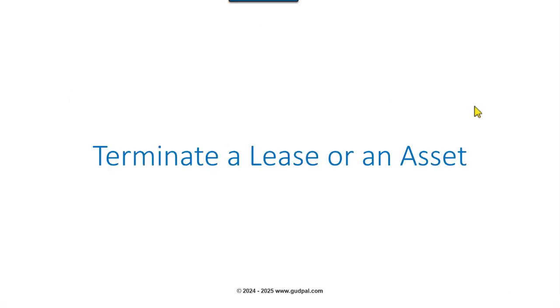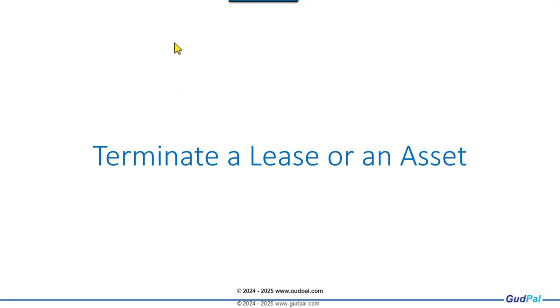Terminate a lease or an asset. So you see, you can terminate the entire lease itself, or you can terminate one of the assets in the lease. And once you terminate it, you've got to revalidate the lease and basically complete the entire process, just like when you have created the lease. And the same thing holds for terminating an asset of the lease. So let's see that in Fusion applications.